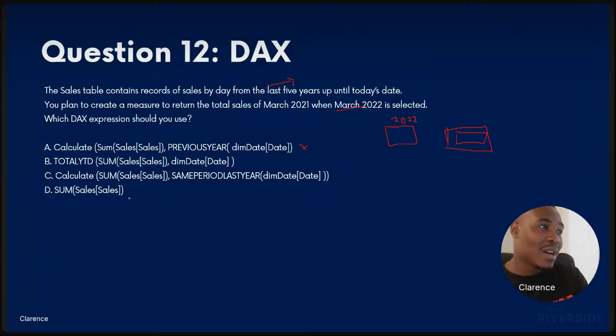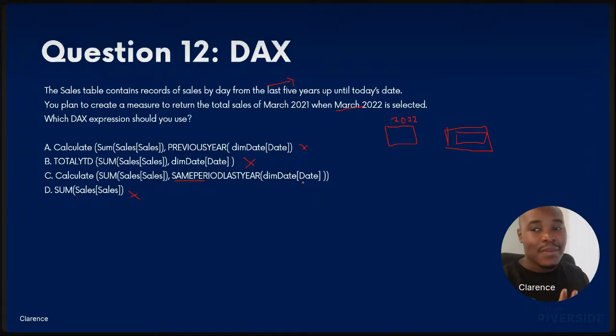Then this last one, honestly, it doesn't make sense. You're just summing everything. I think there's no context to it. There's no specific month or specific date. So this one is an automatic cancel, right? Because of the different statements, if you read them, and the different things that could potentially happen, that's why that one is out. I think this one was very clear because it's same period as last year. So this will always go to the specific date that you specify in here.